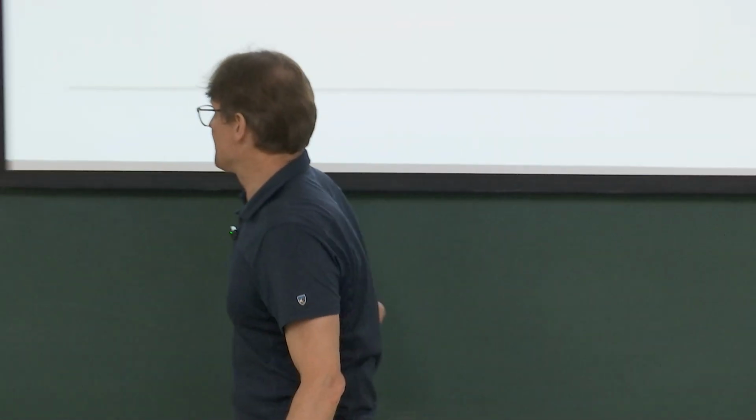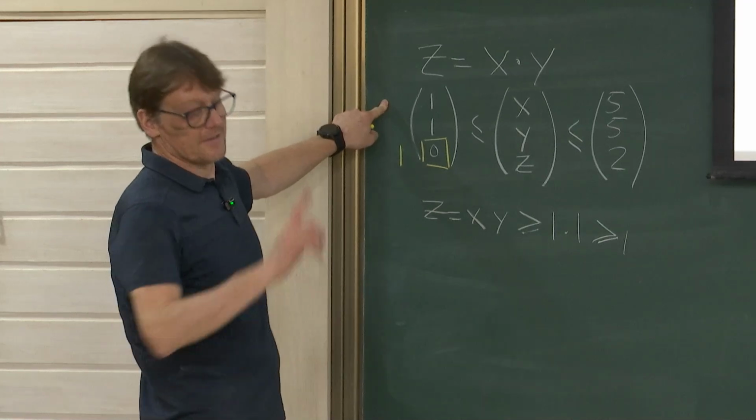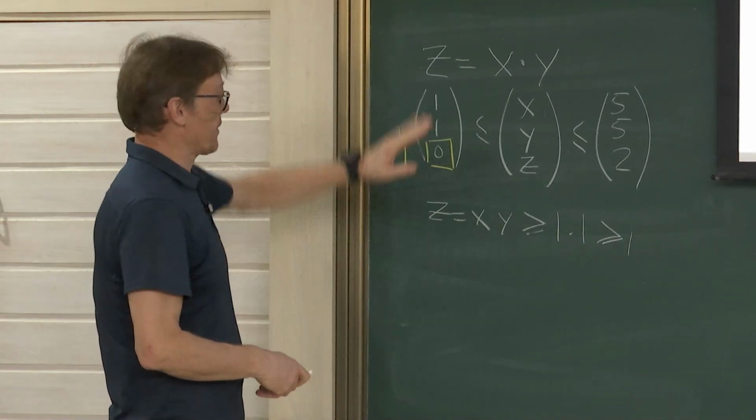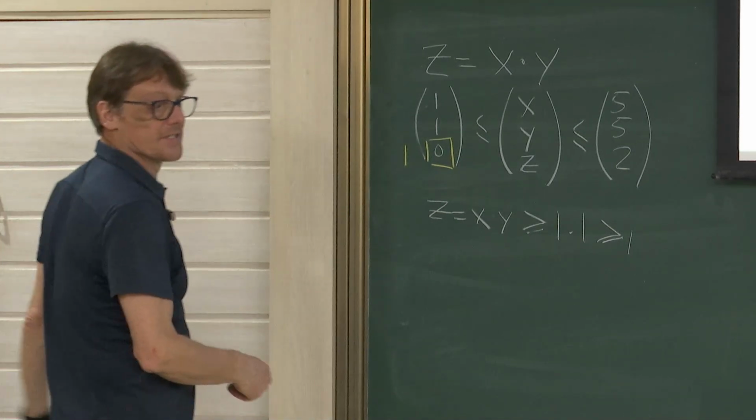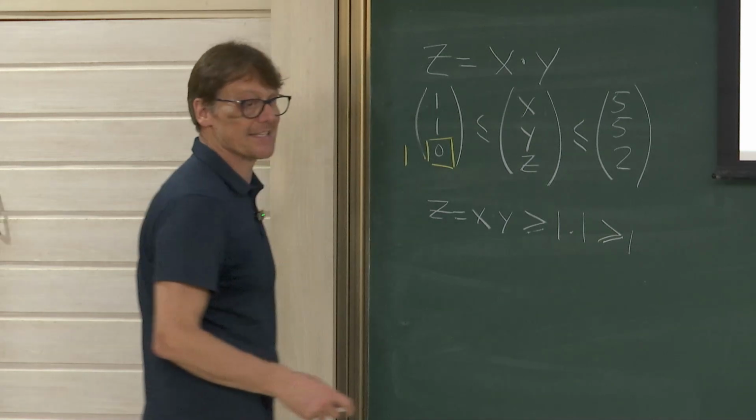Do we decrease the lower bound on x or the upper bound on x? We don't want to decrease the lower bound. That makes it worse. So we want to decrease the upper bound on x. Okay, how are we going to do that?